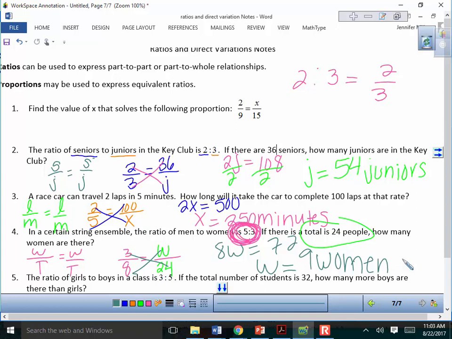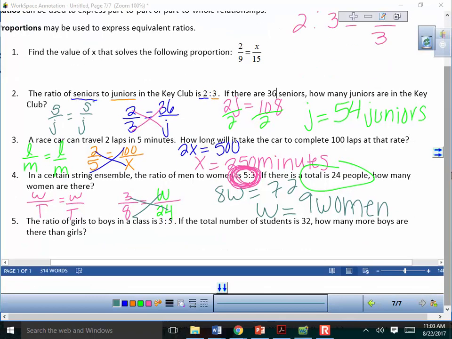Okay, look at number 5. On number 5, will you read that one, please, Keelan? The ratio of girls to boys in the class is 3 to 5. The total number of students is 32. How many more boys are there than girls? Good. Are we comparing part to part or part to whole? What do you think, Keelan? Why do you say that?